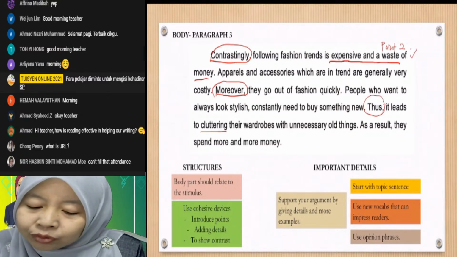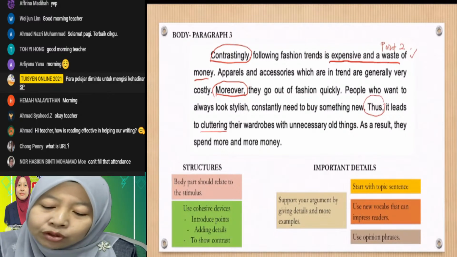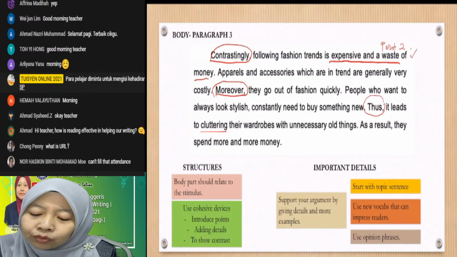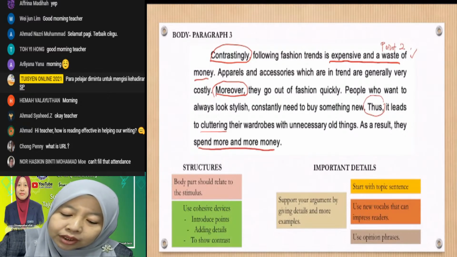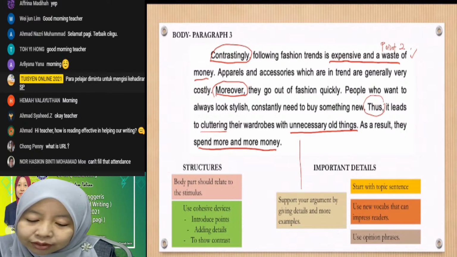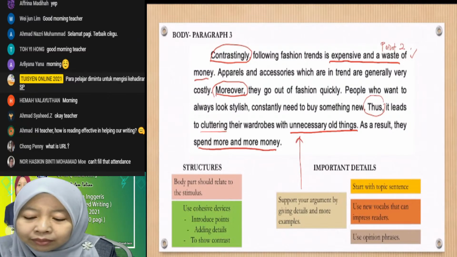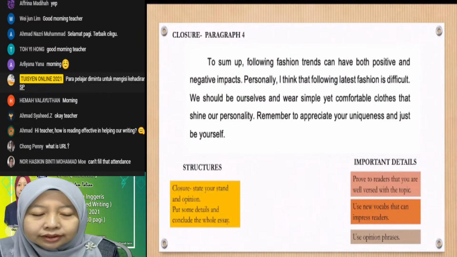Did I support my argument by giving examples or giving details? Yes. If you spend too much money on following the fashion trend, you tend to spend more and more money. Okay, your wardrobe will fill with unnecessary old things. So these are the examples and details that I give in my paragraph. Okay, the last one is the conclusion.